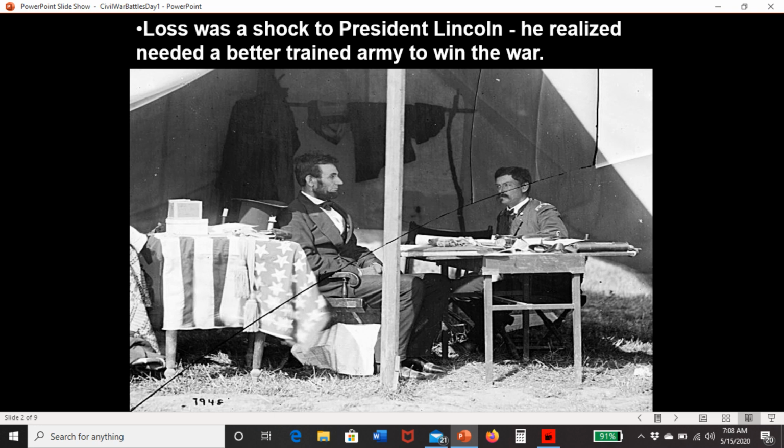This Bull Run is going to do wonders for the South. They felt like this is going to be over quickly because they don't want to keep suffering these large defeats. So everyone's kind of shook if you're in the North and really happy if you're down in the South.